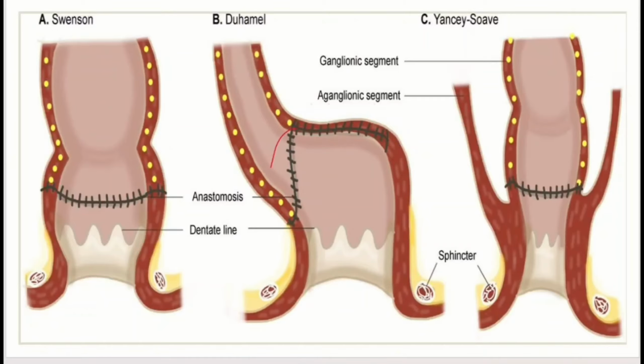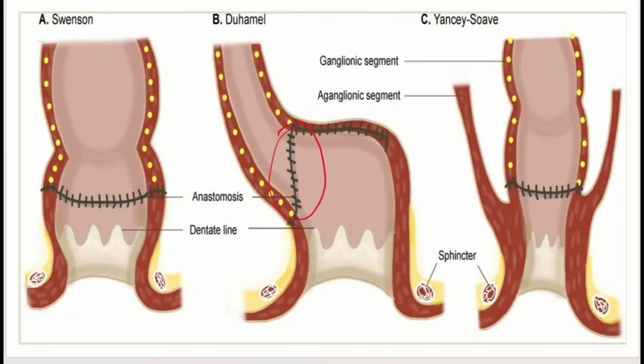Second diagram is Duhamel surgery. Duhamel surgery is basically a modification of Swenson surgery. Here the aganglionic bowel is resected down to the rectum, and the proximal bowel is brought through the retrorectal space, and one end-to-end anastomosis is performed with the remaining rectum.